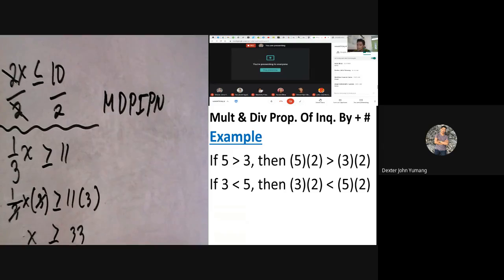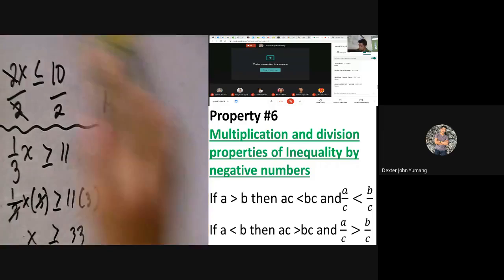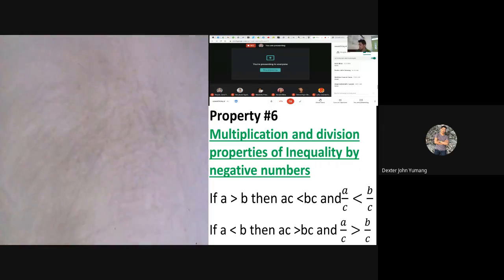Okay, let us continue in 5, 4, 3, 2, and 1. Next, the property number 6, the multiplication and division properties of inequality by negative numbers. Take note, ang focus natin, negative numbers. Okay? So, ano naman yung negative numbers? Ganito yung pangyayari kapag negative numbers. Malaki ang pagbabago kapag negative numbers.